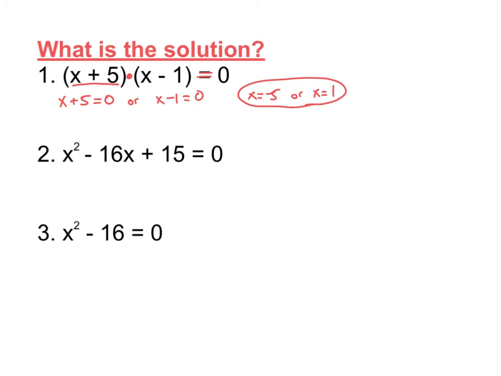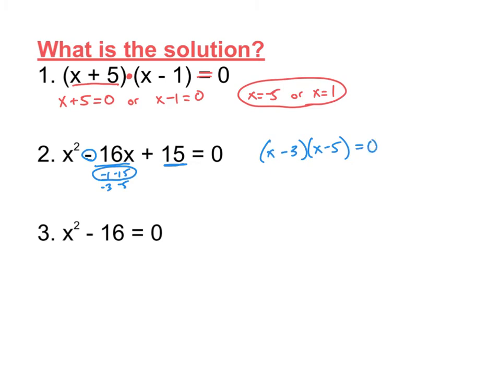Moving on to number 2. Now I need to factor it first. So I've got to find what factors of 15 would add to negative 16. For 15, I could do 1 and 15. But to add up to a negative, I'd have to have negative 1 and negative 15. I could do negative 3 and negative 5. And clearly it's that first one. So it's going to be x minus 3 and x minus 5 equals 0.